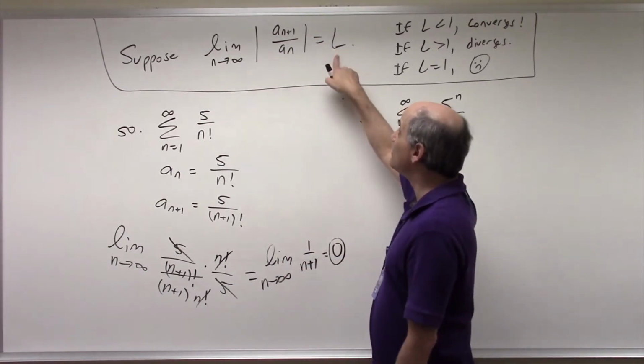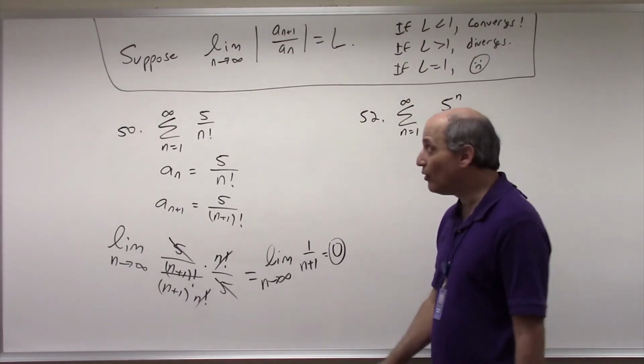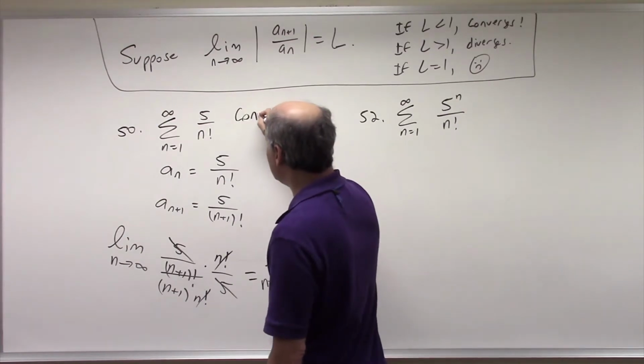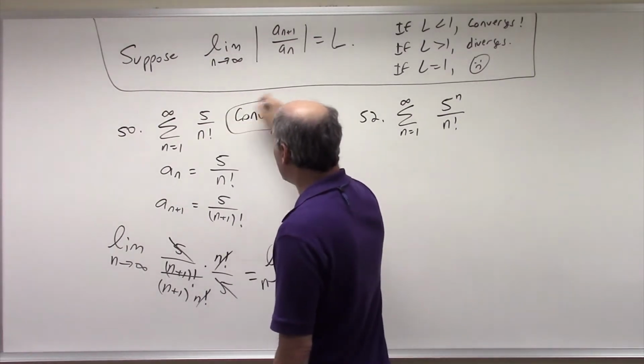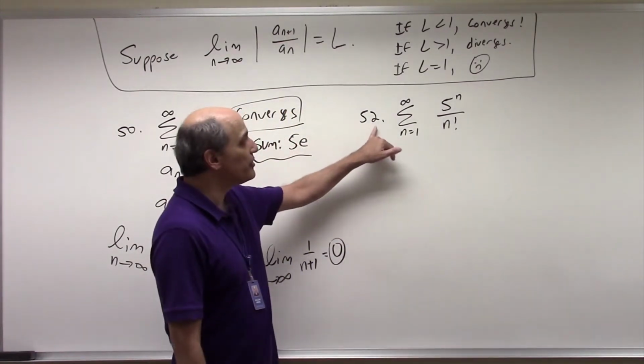So I got a limit. And in particular, my limit is less than 1. So this series indeed converges by using the ratio test. Let's do another example. This is problem 52.